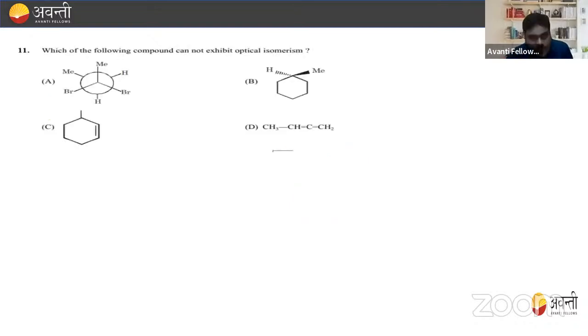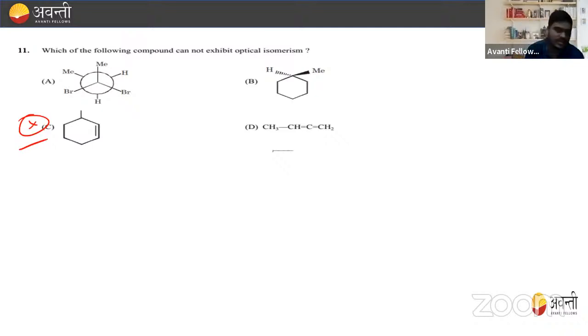Now, which of the following compounds can exhibit optical isomerism? You have to identify which of the following will exhibit optical isomerism. It is clear from the fourth option, that is this one, that it will not show optical isomerism. Why does it not show optical isomerism?